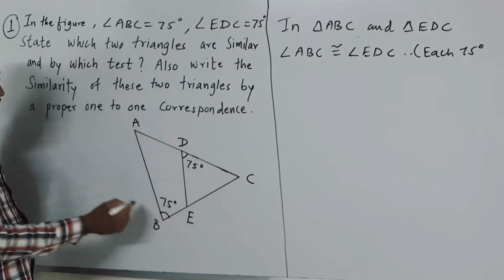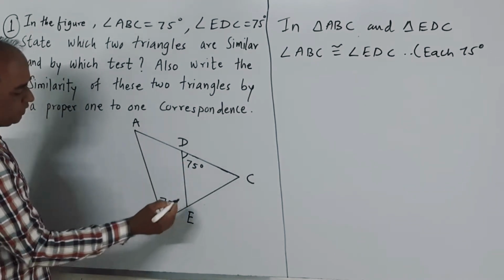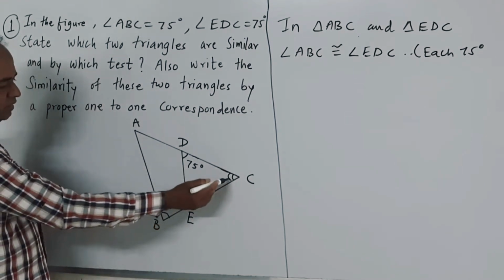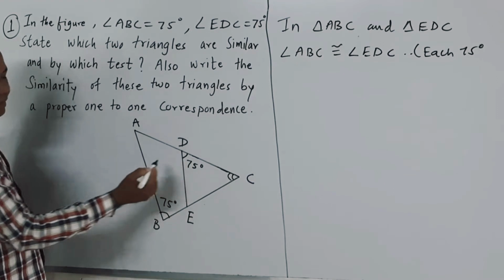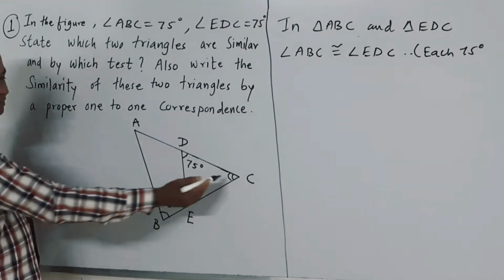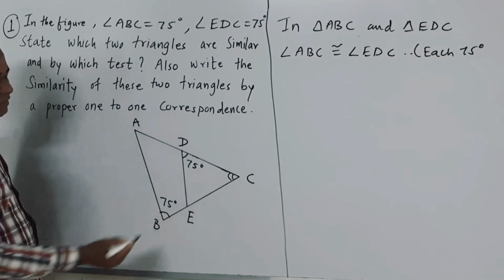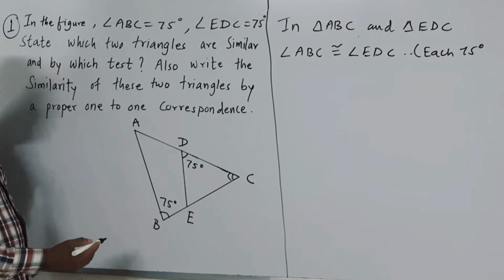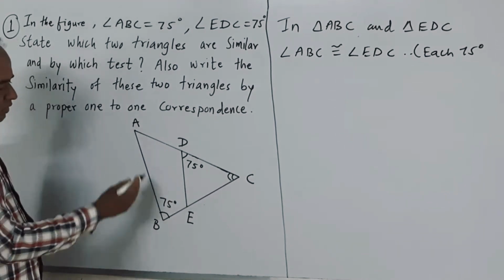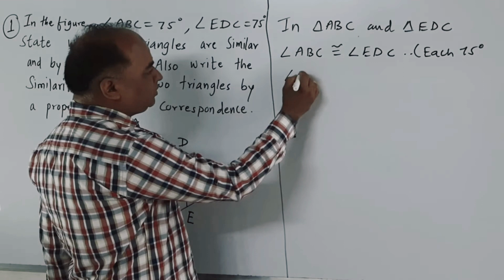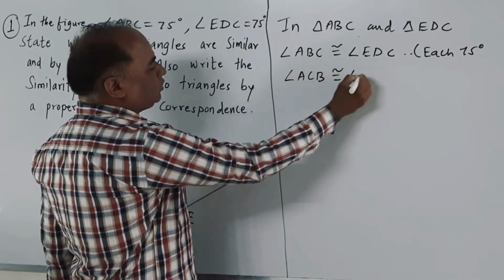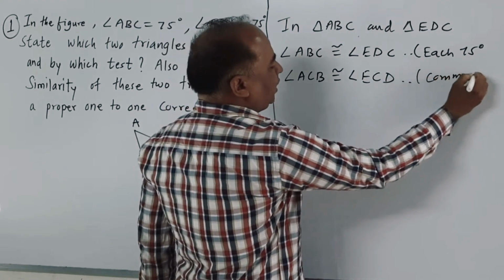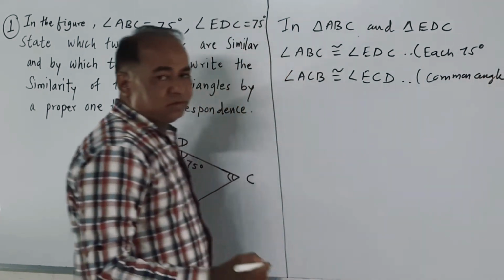Now in this big triangle ABC, angle ACB is congruent to angle ECD. Angle C is the common angle in both triangles, in the big triangle as well as in the small triangle. So angle ACB is congruent to angle ECD, a common angle in both triangles.